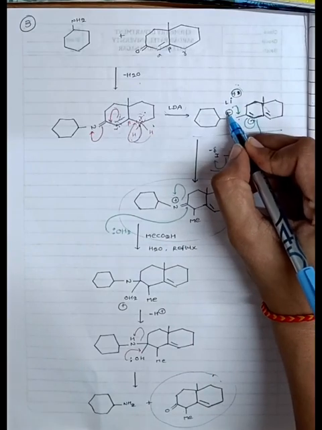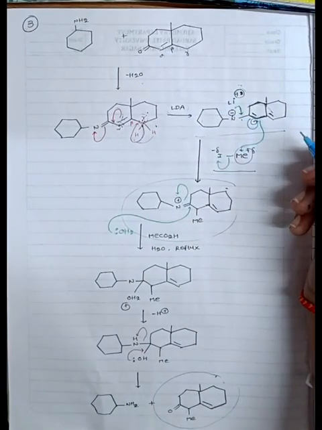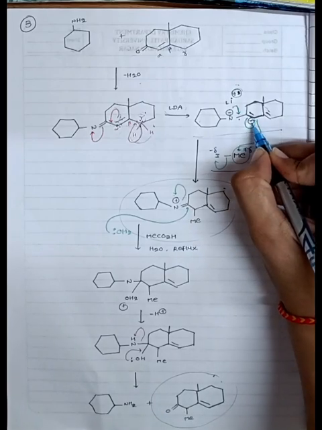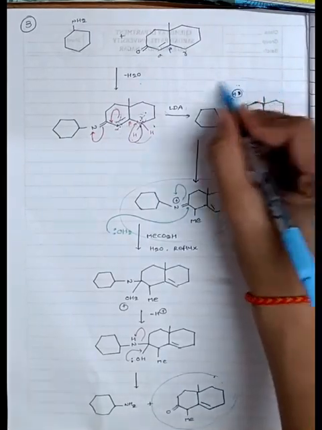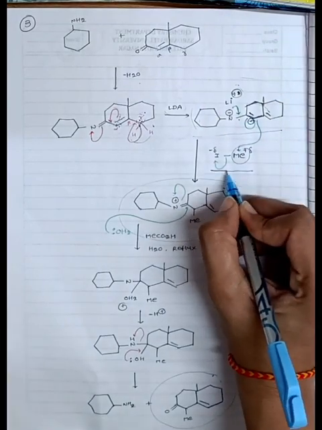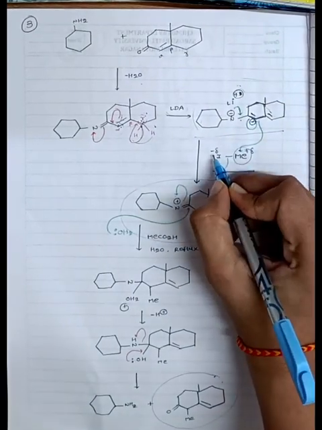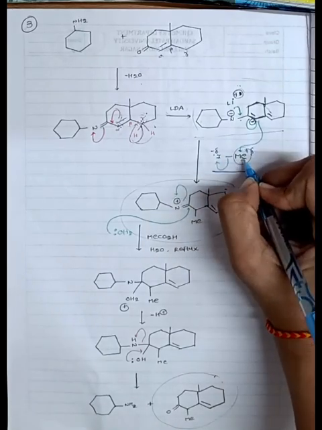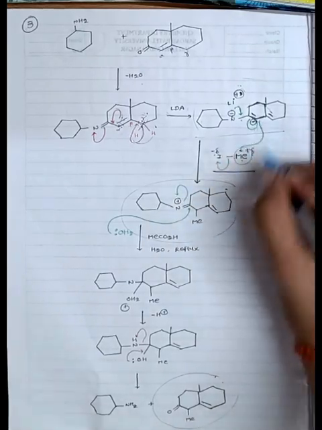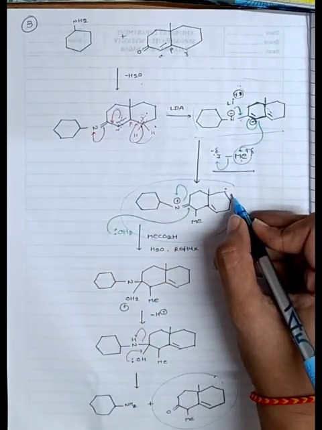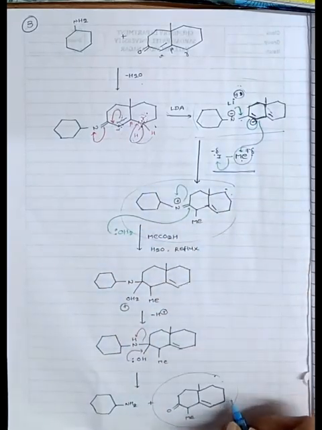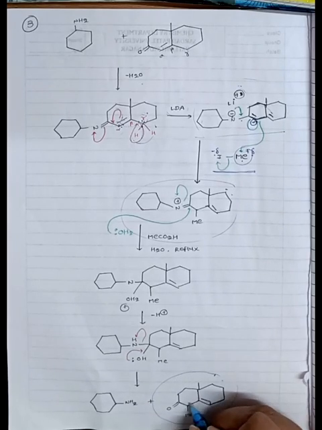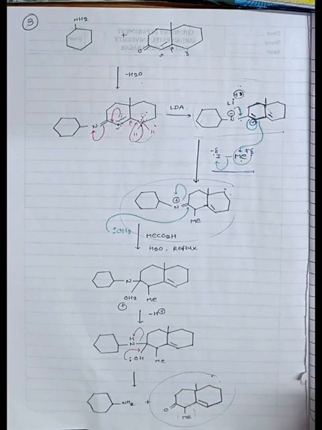Now this negative charge will shift here and create a double bond. Now electrons of this double bond will be shifted here and it will create carbanion. Again this reacts with iodomethane. Iodine has partially negative charge and methyl has partially positive charge. So it will get attached here and here is what we get. Now hydrolysis will take place and we will get beta gamma unsaturated alkylated ketone.